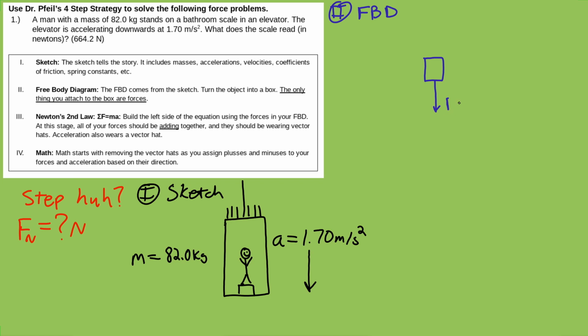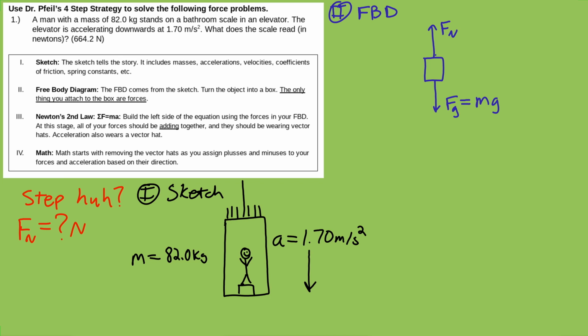He's got his weight going down. So weight is F sub g, force due to gravity, and that is equal to mg. And he's touching the scale, so that means the scale is putting a normal force on him going up. So that's all we need from our free body diagram.